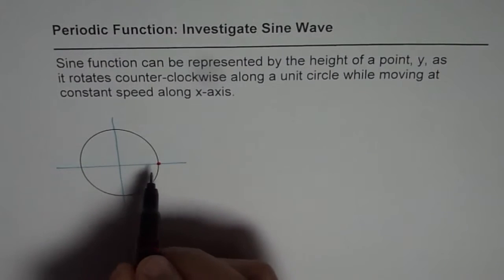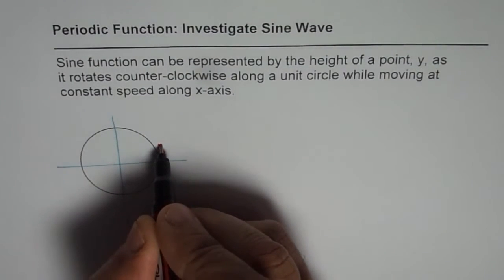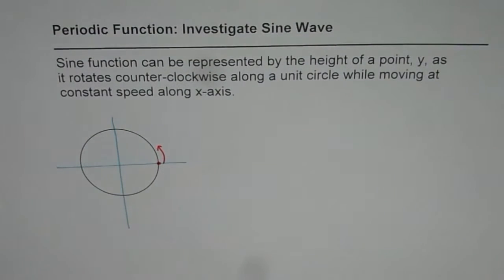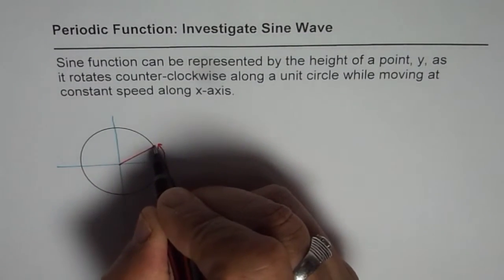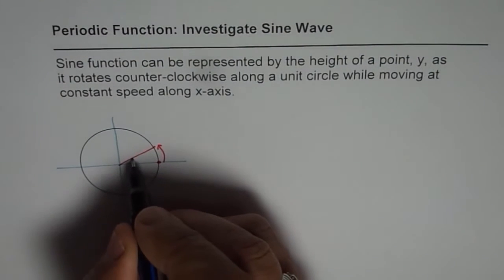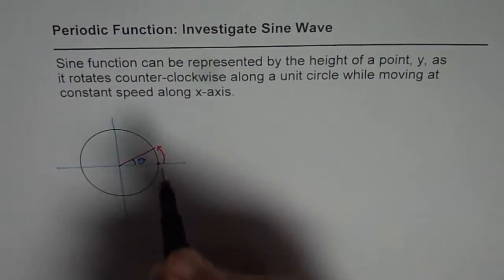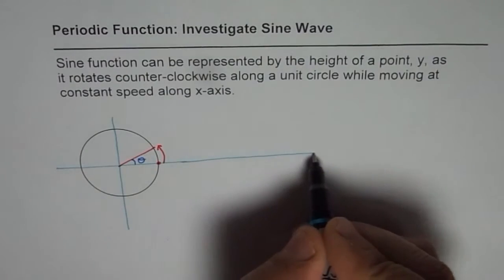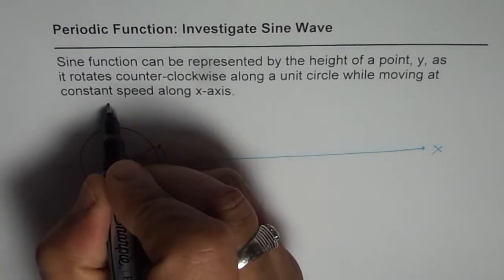So let us assume that there is a point right there on the circle and it moves along the circumference in the counterclockwise direction. Let us say that the point is in this position now, where it makes an angle of theta with the x-axis. Let me say this is my x-axis. Let me just extend it. Okay, this is my x-axis and that is the y-axis.